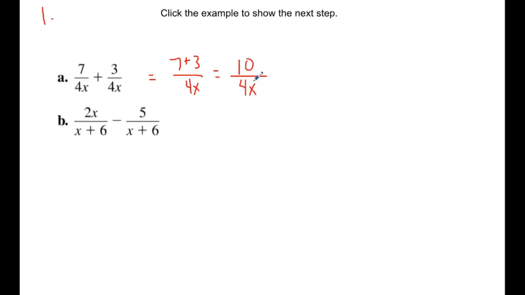But before I'm completely done, I have to make sure that it's as simple as it can be, and I notice that both the numerator and the denominator are divisible by 2. So I go ahead and do that, and so my final answer would be 5 over 2x. So let's look at part B. First thing I see is that my denominators are the same again, so I can go ahead and subtract the numerators, and I leave my denominator alone. So now I look and see, can this be simplified? Which it can't, so I can leave that as my final answer.